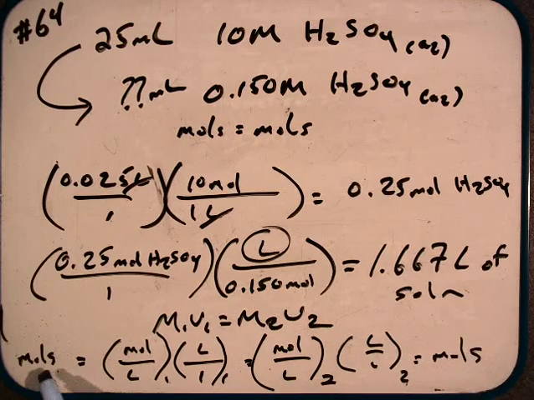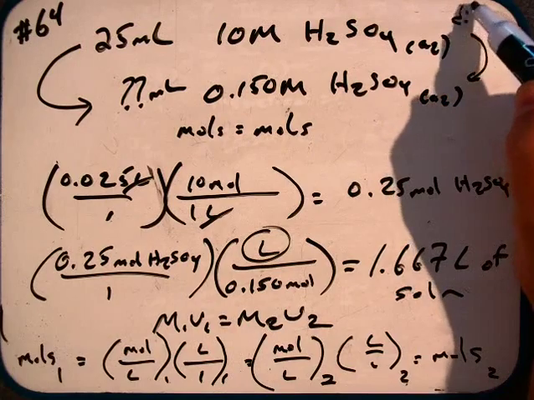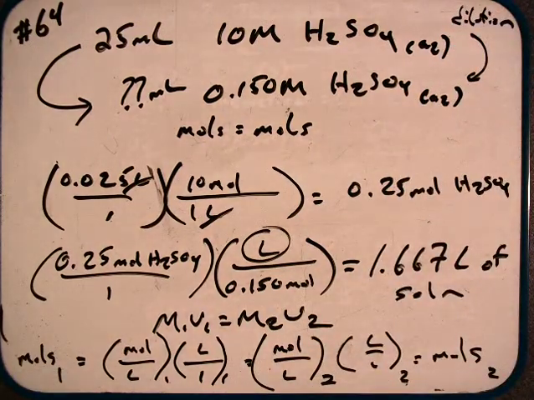So really the moles of 1 is equal to the moles of 2 when we're talking about a dilution. When we're not changing the amount of moles in the actual vessel, we are changing the volume. And so as a result we have a concentration change. That is number 64.